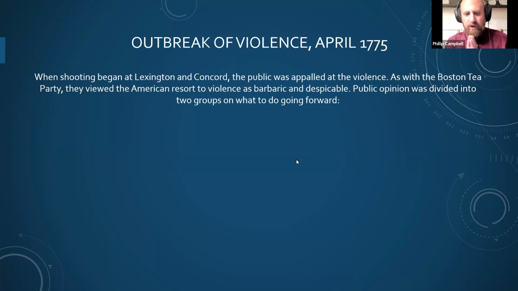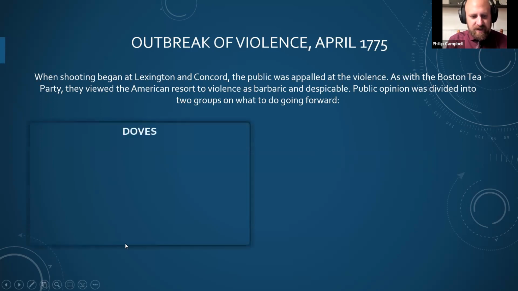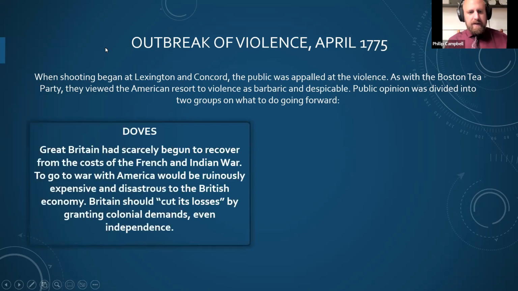But the question on what should be done going forward was very different, and the British public was divided. And I think it's very interesting how they were perceiving this. So on the one hand, you have the doves who don't want war. Now, the doves said, Great Britain has scarcely begun to recover from the costs of the French and Indian War. To go to war with America would be ruinously expensive, disastrous to the British economy. Britain should cut its losses by granting colonial demands, even independence.